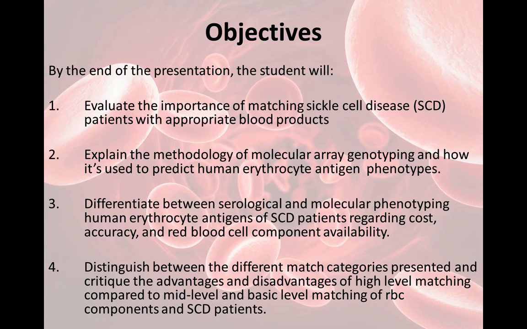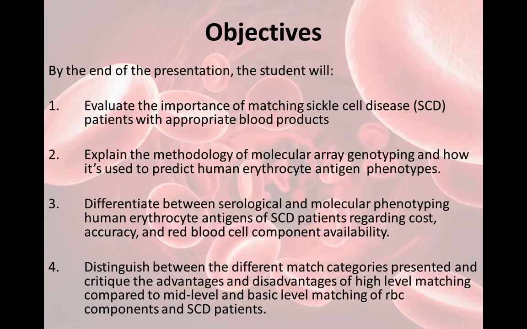Our objectives: by the end of this presentation, the student will be able to evaluate the importance of matching sickle cell disease patients with appropriate blood products. The student will be able to explain the methodology of molecular array genotyping and how it's used to predict human erythrocyte antigen phenotypes. And the student will be able to differentiate between serological and molecular phenotyping of human erythrocyte antigens of sickle cell disease patients regarding cost, accuracy, and red blood cell component availability.